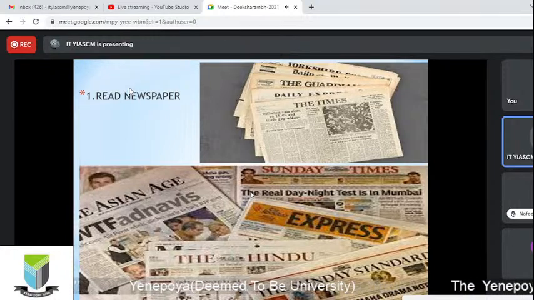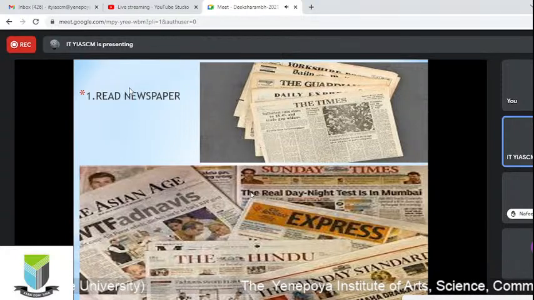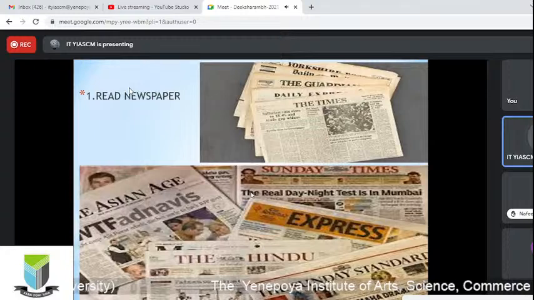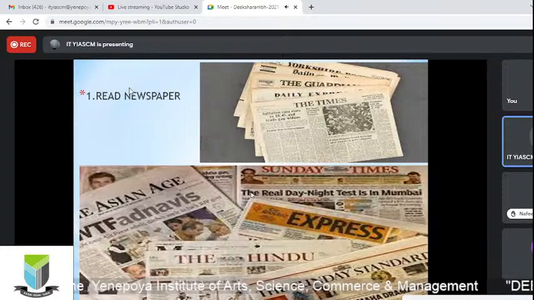Have you understood why you have to read the newspaper? Students, please answer me. You have to read the newspaper to know what is happening around us. And not only to gain knowledge, it makes it easy to pass competitive exams also. In competitive exams, you get more questions regarding general knowledge.